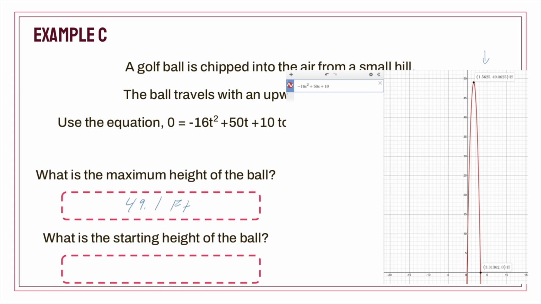Now it also wants to know the starting height of the ball. And we'll notice the starting height of the ball is our y-intercept, right, where it crossed the y-axis. But we'll also notice that that's our c value in our equation. So our c value and our y-intercept are the same point, and that's important information to remember. So where did it start? It started 10 feet in the air, or it's 10 feet off the ground on this high hill that we're talking about. And that is our answer to that question.